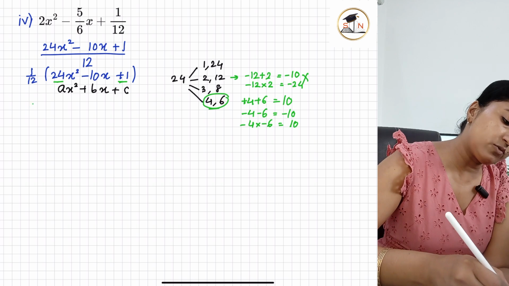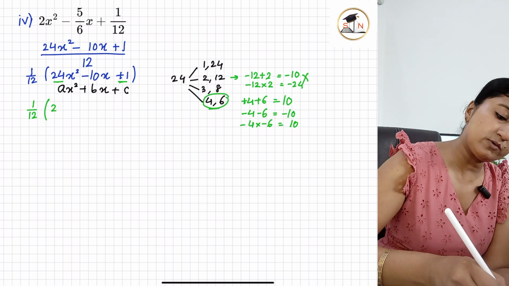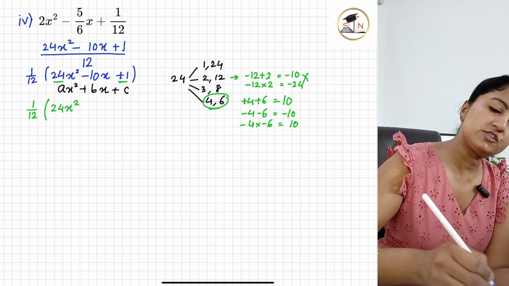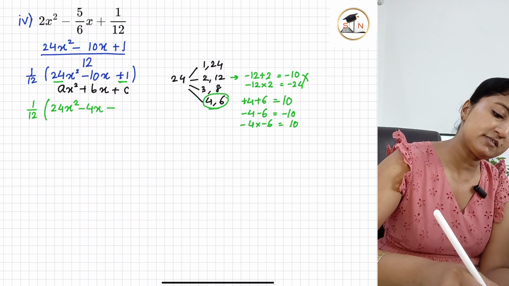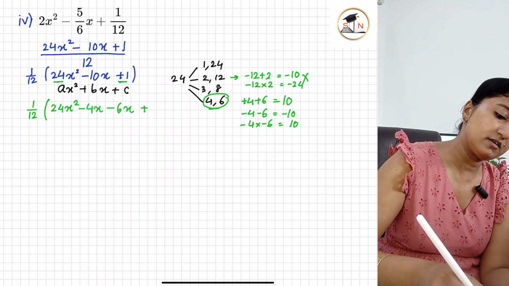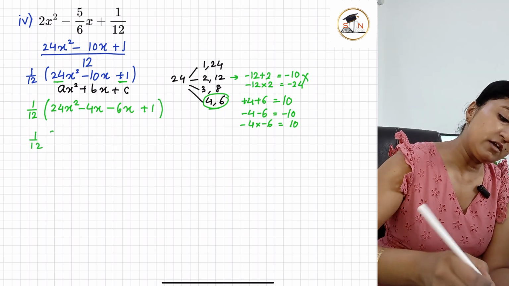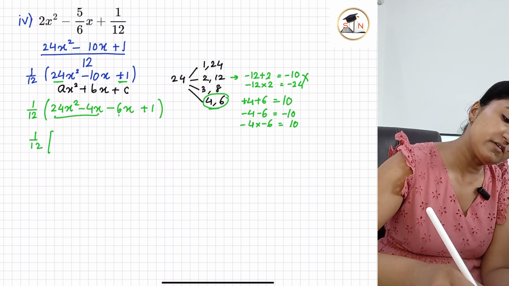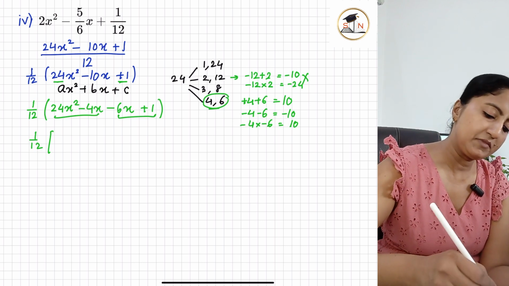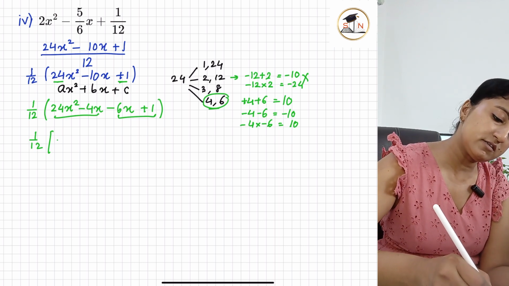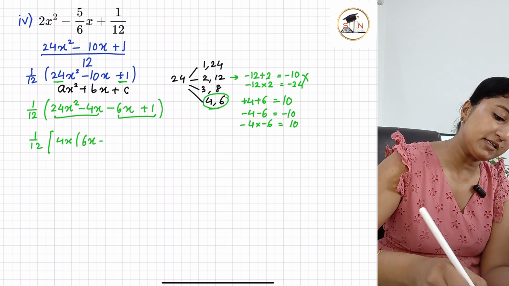Now, we will continue with the normal splitting, which we have learned by now. 24x square remains as it is. In place of minus 10x, I am going to write minus 4x minus 6x plus 1. 1 over 12 remains outside. We had to form the pairs. Now I have used square brackets because I need round brackets inside. So the common factor over here is 4x. That leaves us with 6x minus 1.